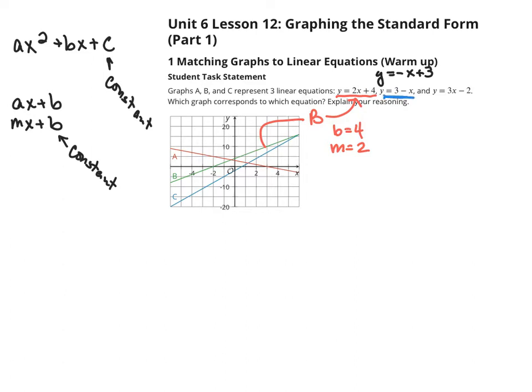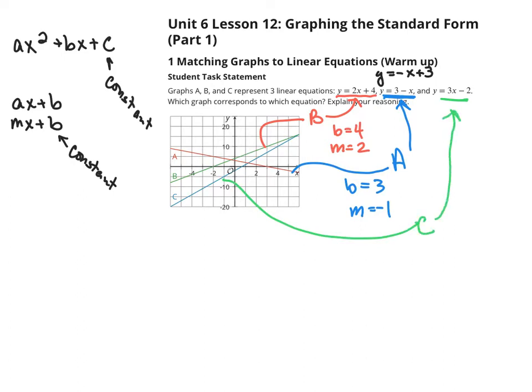So let's look at this one right here. I have a y-intercept of 3 and a slope that's negative. So I think that one is graph A, because my y-intercept is 3 and my slope is negative 1, which means this last one should be C. I have a y-intercept that's negative, and that's the only one that gives me a negative y-intercept, and a slope that is positive and also a greater slope, so it's going to be steeper.